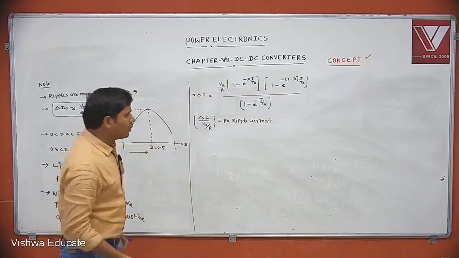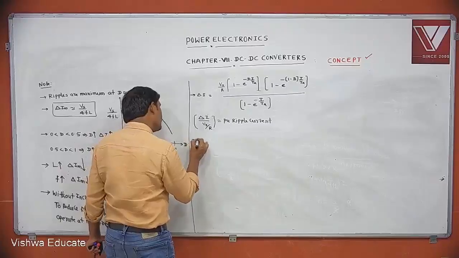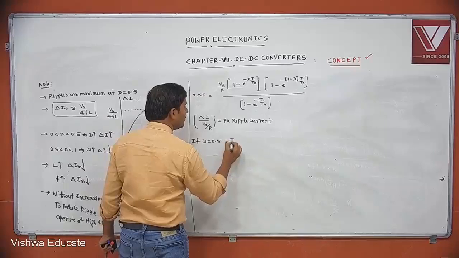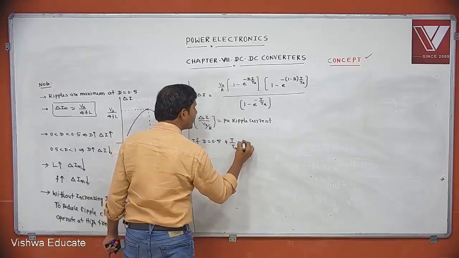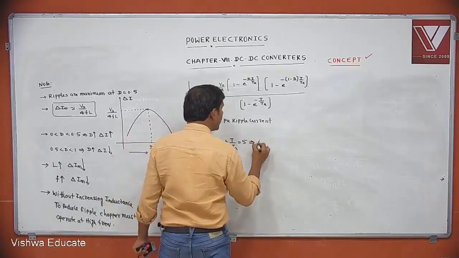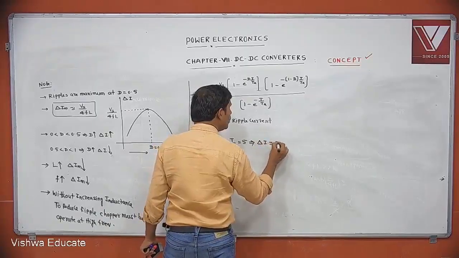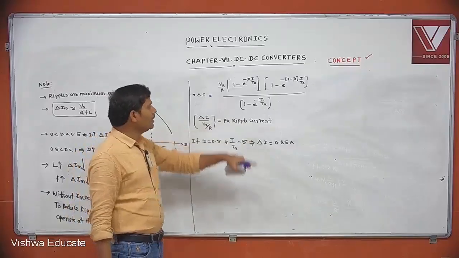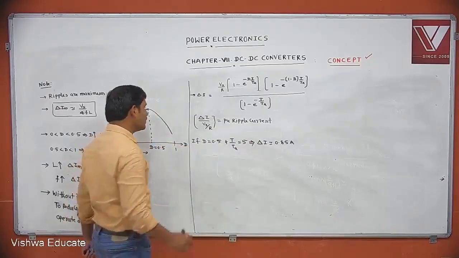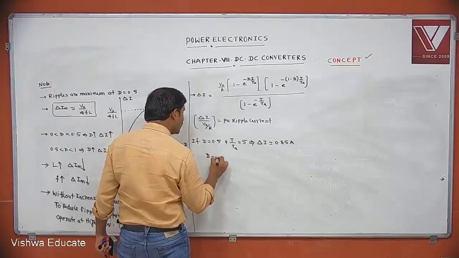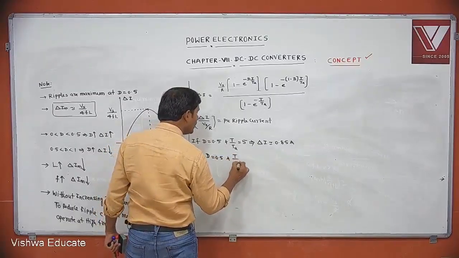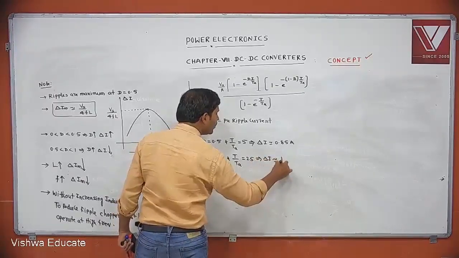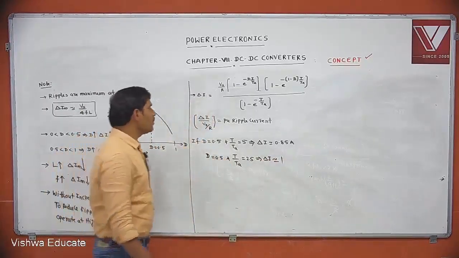Listen please. For example, if D equals 0.5 and T by Ta equals 5, then we can get the per unit ripple current nearly equal to 0.85. You substitute here, then we get nearly 0.85. If you substitute D equals 0.5 and take T by Ta equals 25, then you get per unit ripple current nearly equal to 1.